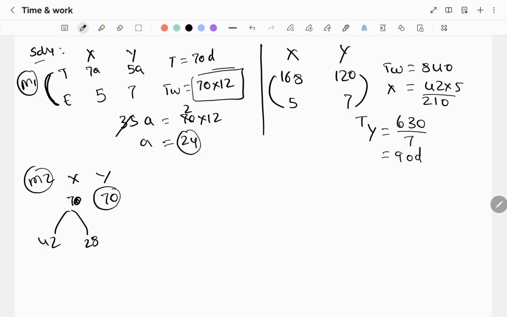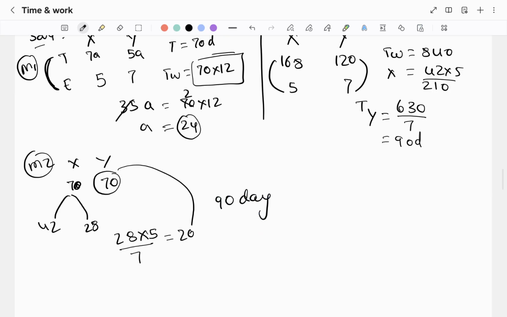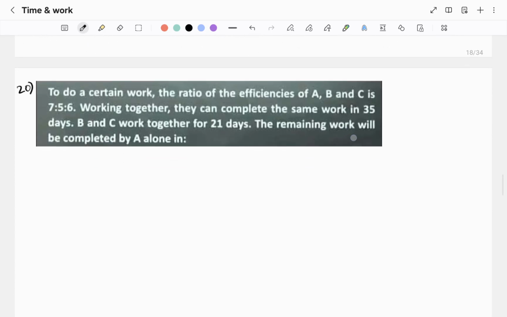X left after 42 days, then the remaining work is 28 days. Who has to do it? Means what part of the work is there? This 28 days of work, if X would have done it, means X's parts are 5. This is the work. Now Y has to do this. What is Y's efficiency? 7. So it will take 20 more days. Already 70 plus 20, 90 days it will take. Hope you understood this method. We'll do the next question.